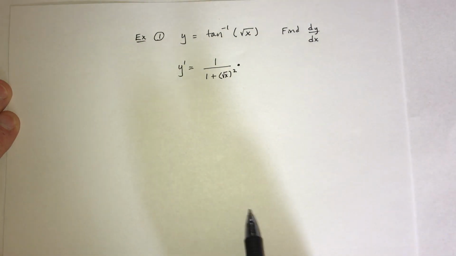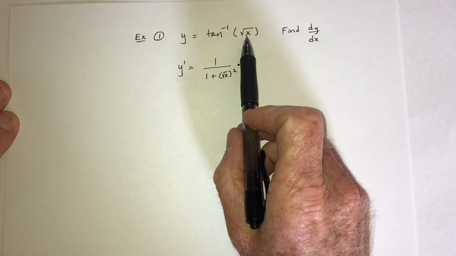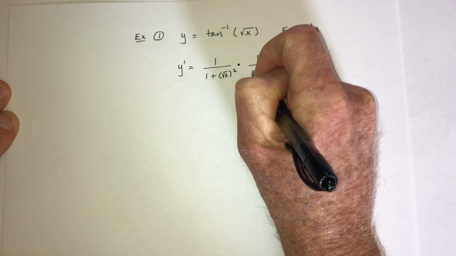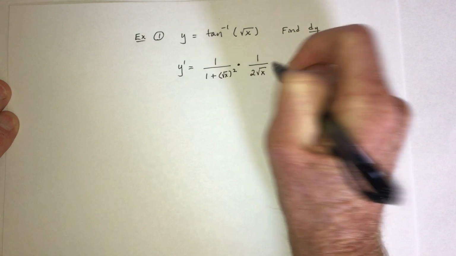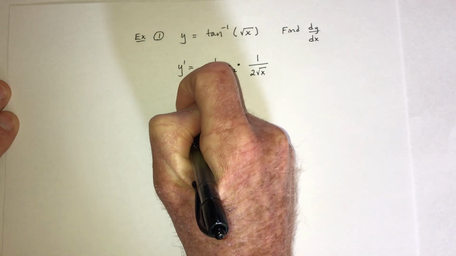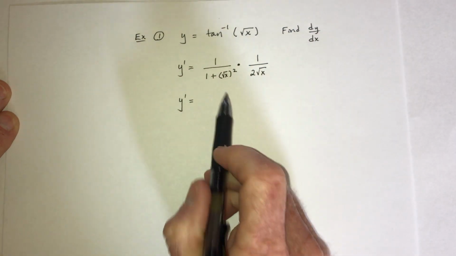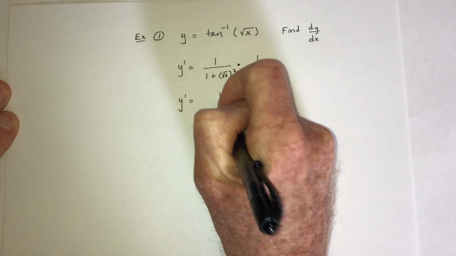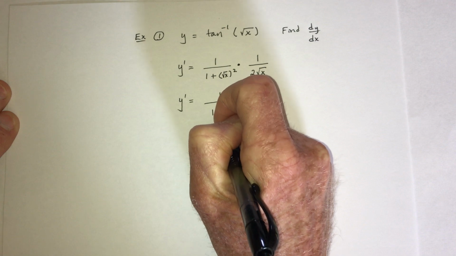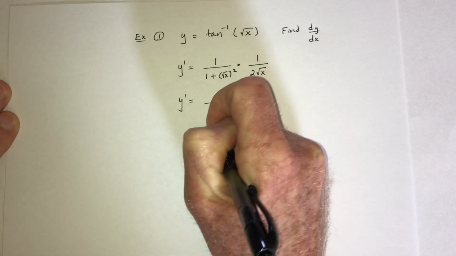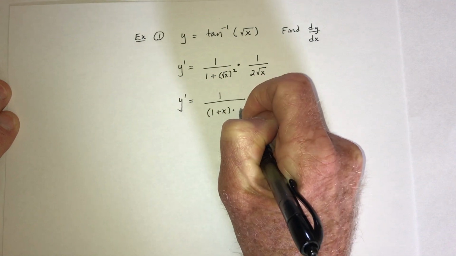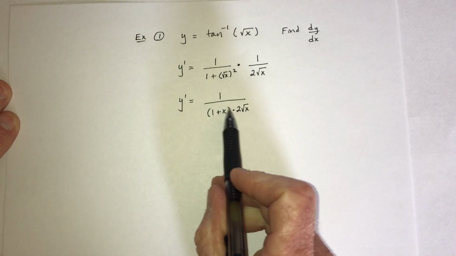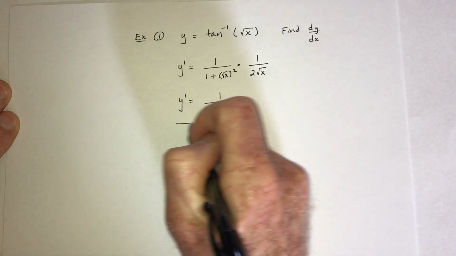And then don't forget the chain rule. So we also need to take the derivative of the square root of x, which is 1 over 2 times the square root of x. And then let me just simplify a little bit. The square and the square root right here will cancel, so that's going to leave 1 over 1 plus just an x. And then it also gets multiplied with 2 and the square root of x. And there's no reason to multiply this out, just leave it like that.